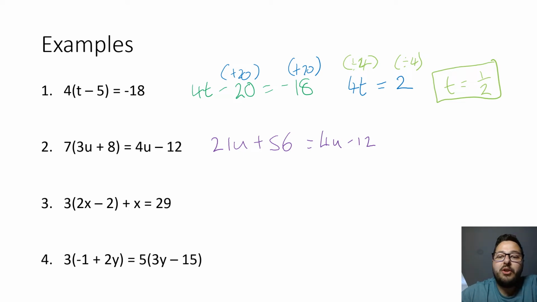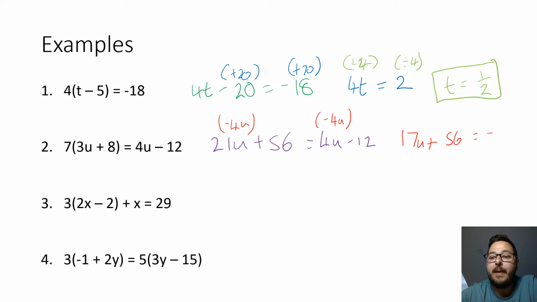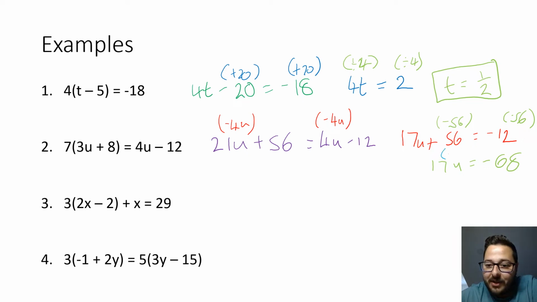Then we've got u's on both sides. So let's take away the smallest one, which is the 4u, on both sides, and we're going to end up with 17u plus 56 equals minus 12. Then we want to take away the 56 from both sides, so we're going to end up with 17u equals minus 68, and then finally we just divide by 17. And you're going to end up with u is minus 68 divided by 17 is minus 4.